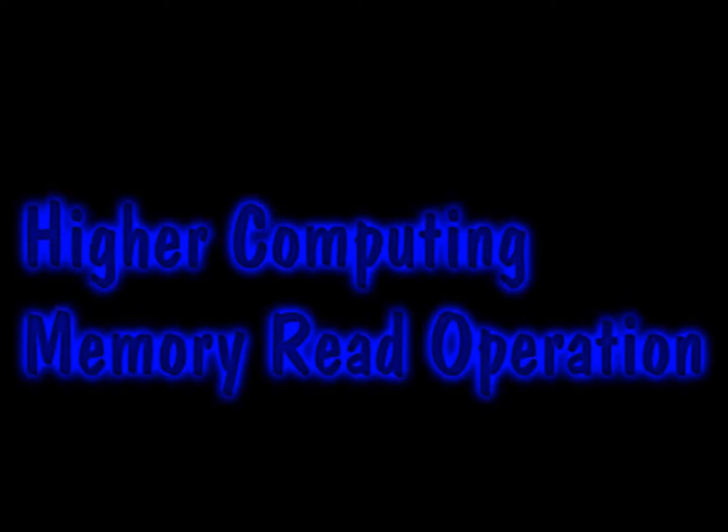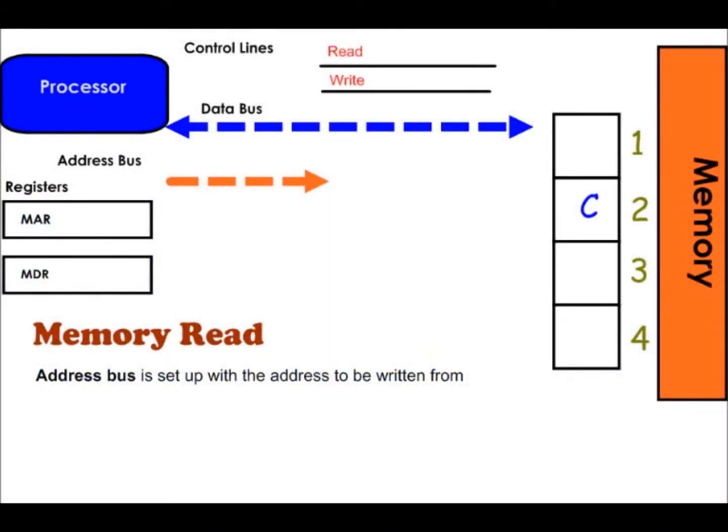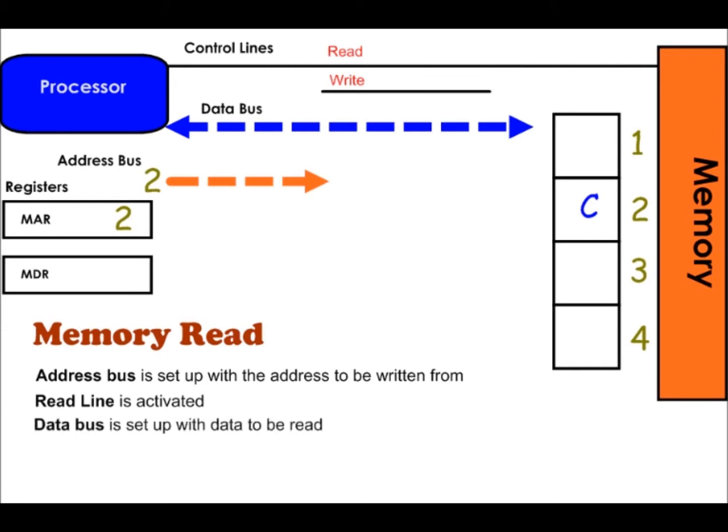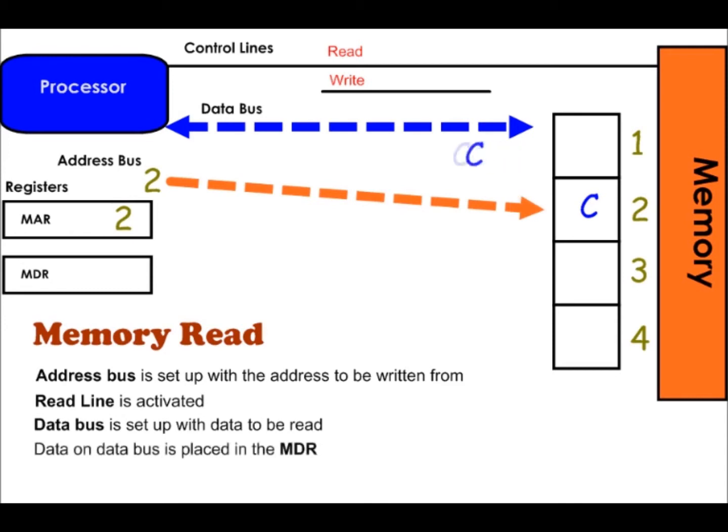First of all, the address bus is set up with the address it is to be read from. This usually comes from the memory address register. The read control line is then activated. Then the data bus is set up with the data that has been read from memory, which is pointed to by the address bus. The data then moves from memory along the data bus into the memory data register, and this instruction would then be decoded and executed.